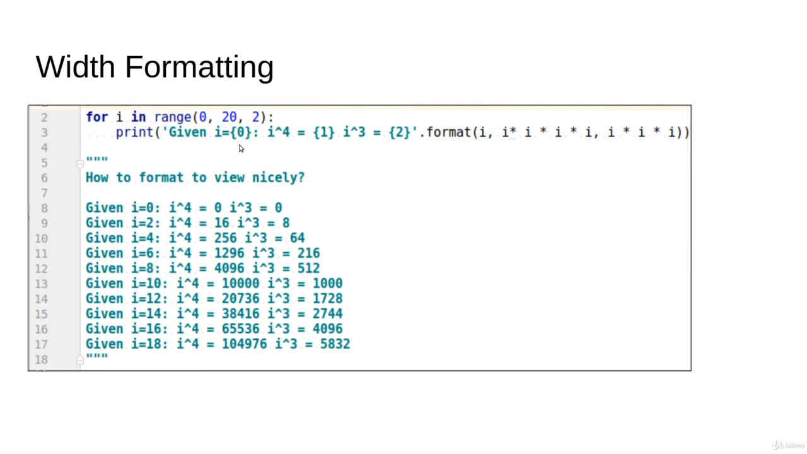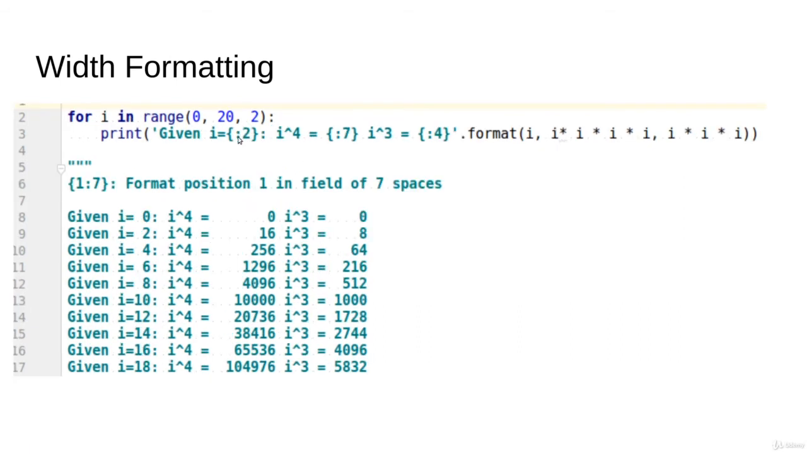You can have 0 or have it empty. You need to put a colon. So it could be 0, colon 2 or colon 2. Colon 2 here means format this field in 2 units, 2 output units, 2 spaces output. And we are going to format the second parameter in 7 output units and the third parameter in 4 output units. I selected these numbers because they represent the maximum number of digits that might appear for me.